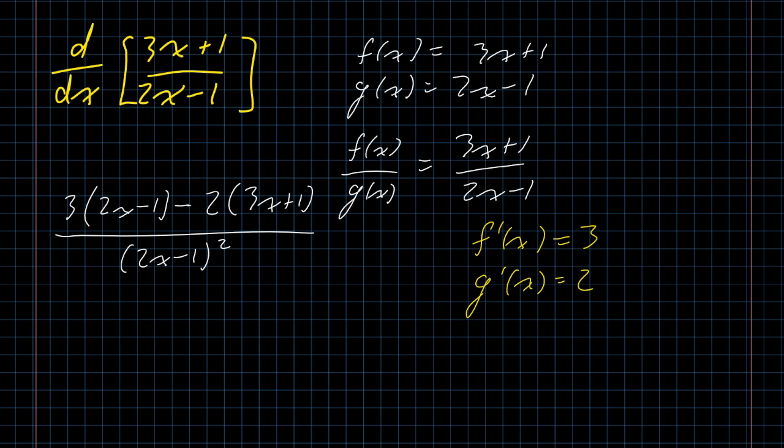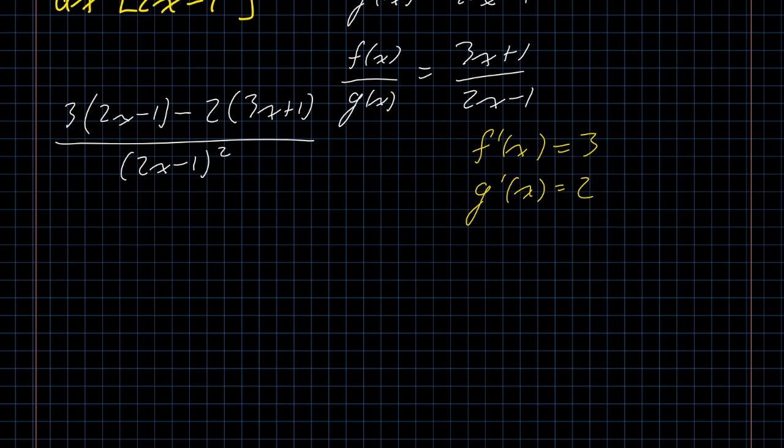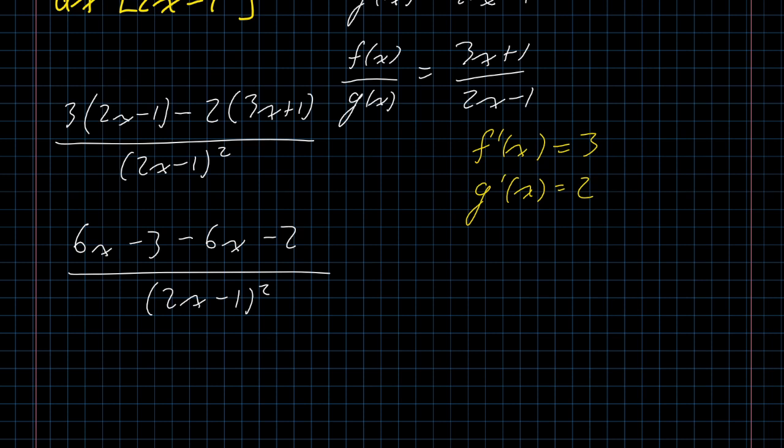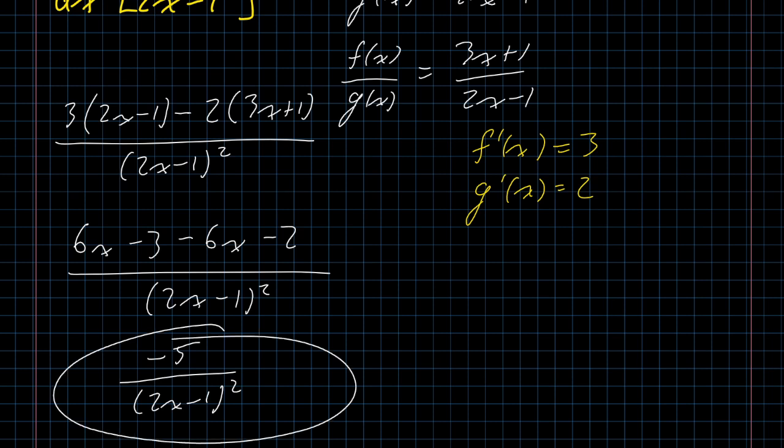There's a lot going on in the numerator, so it's probably going to be in our best interest to simplify a little bit. In fact, this one simplifies pretty nicely. We're going to have 6x minus 3 minus 6x minus 2, if we just expand out. And then 6x minus 6x cancel each other out, and we're just left with negative 5 over 2x minus 1 squared. And that looks like a good way to leave it to me.